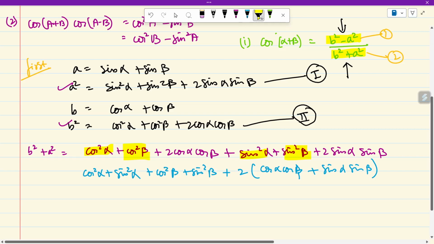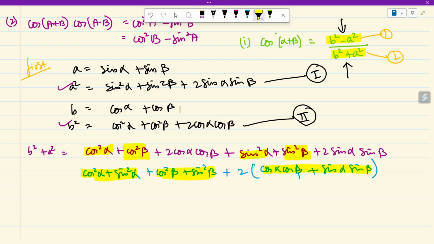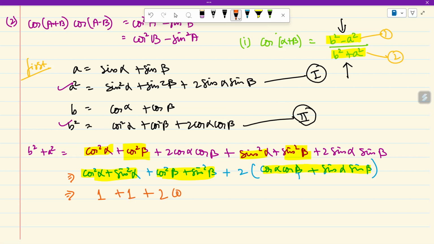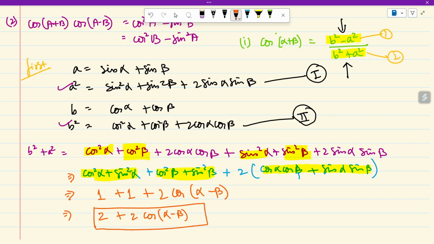Now as you can see, this entire value is equal to 1, and this entire value is equal to 1, and cos alpha cos beta plus sin alpha sin beta is equal to cos(alpha minus beta). From the formula we can easily get this. So it can be written as 1 plus 1 plus 2 cos(alpha minus beta), which is nothing but equal to 2 plus 2 cos(alpha minus beta). Whatever value you have got, let this value be called the third part, and we have found this one, b square plus a square.